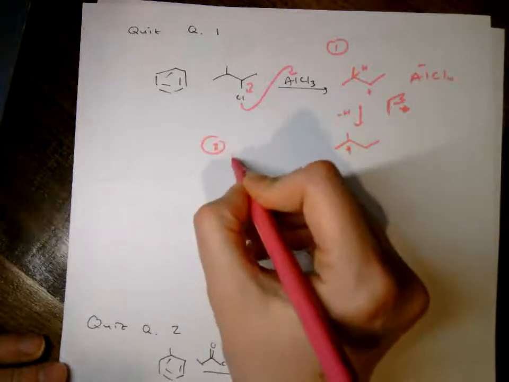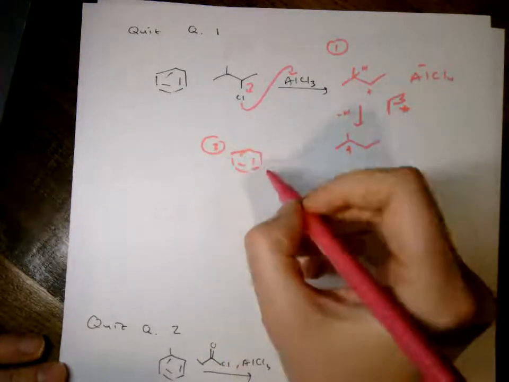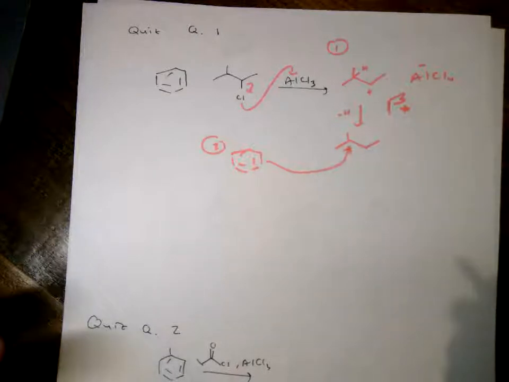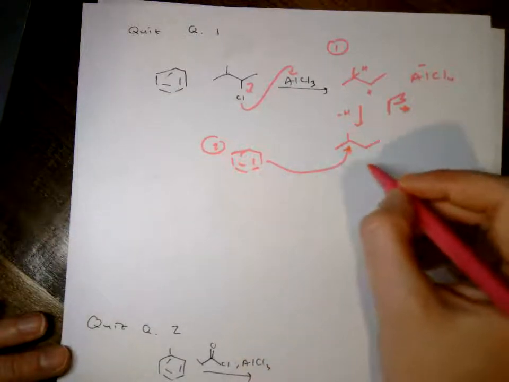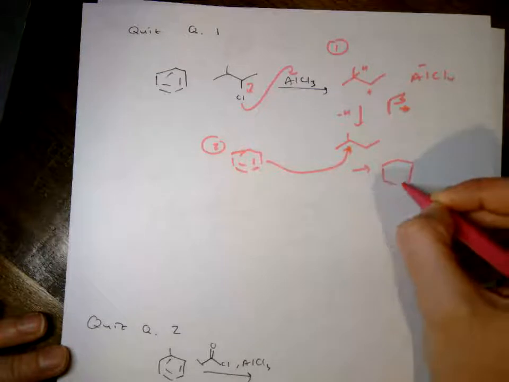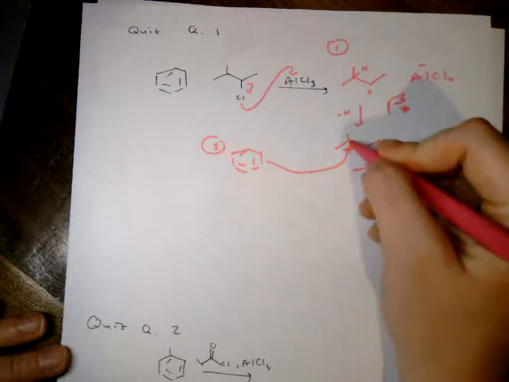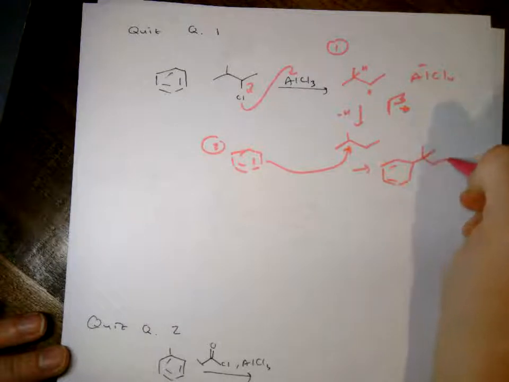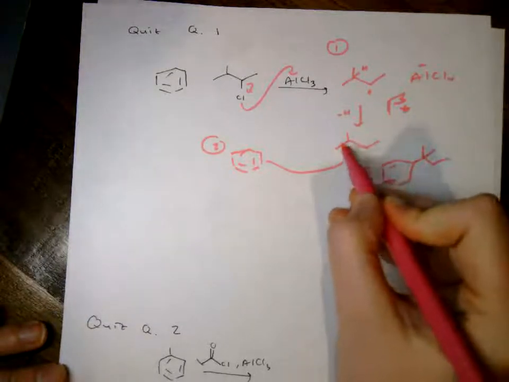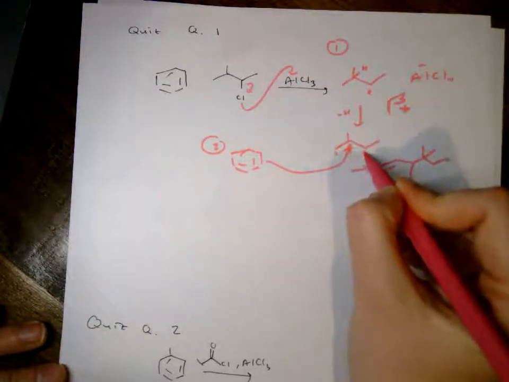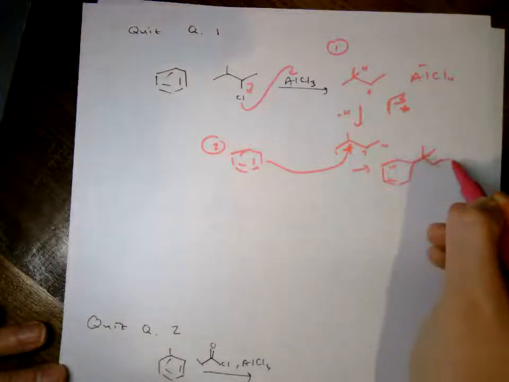Then step two is the benzene is going to attack right there on your carbocation. And when that happens, the benzene's aromaticity is actually broken. And it'll bond right here to this carbon. And then you have, so it's 1, 2, 3, 4. So you have carbon 1, 2, 3, and 4.